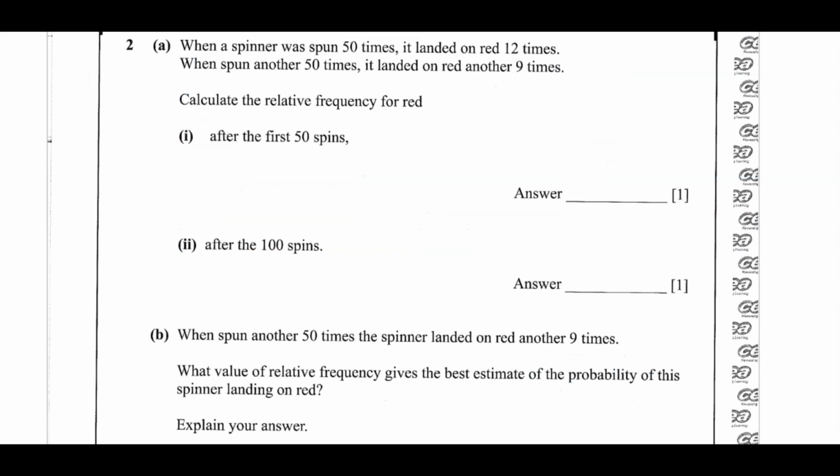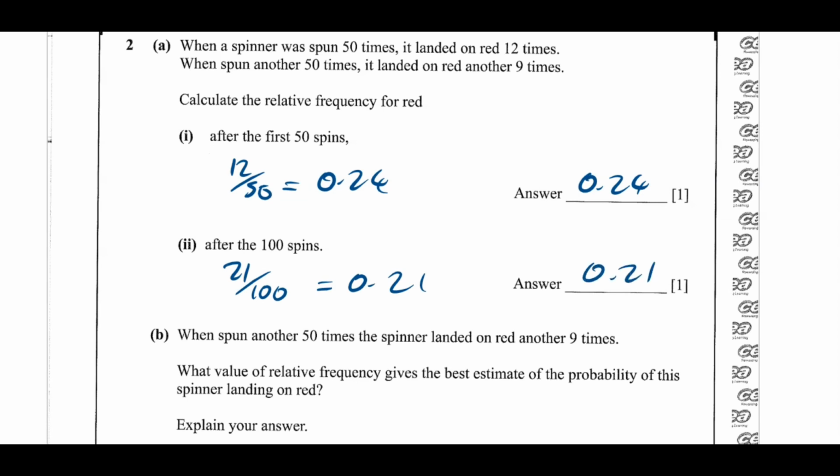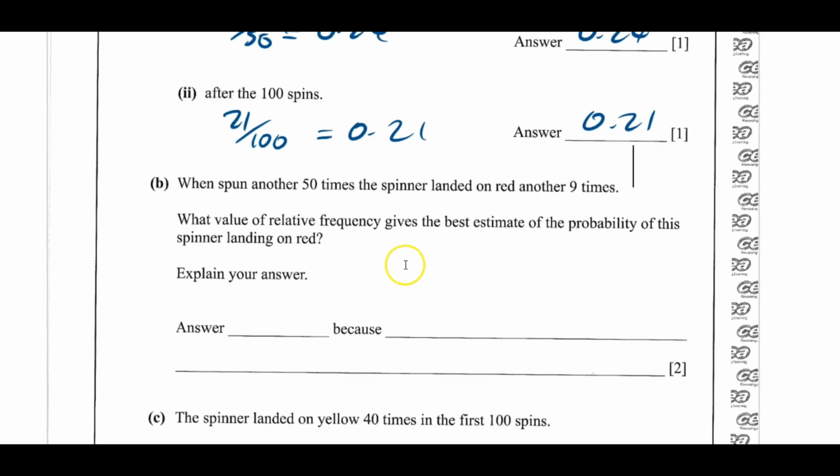Question 2 says, when a spinner was spun 50 times, it landed on red 12 times. So after the first 50 spins, it's 12 out of 50, and 12 out of 50 on your calculator is going to be 0.24. It says when spun another 50 times, it lands another 9 times. So that's a total of 12 plus 9, which is 21 times out of 100, which is going to be 0.21.